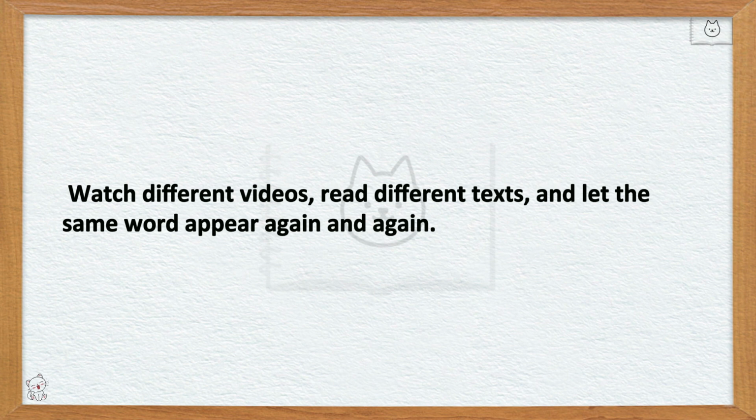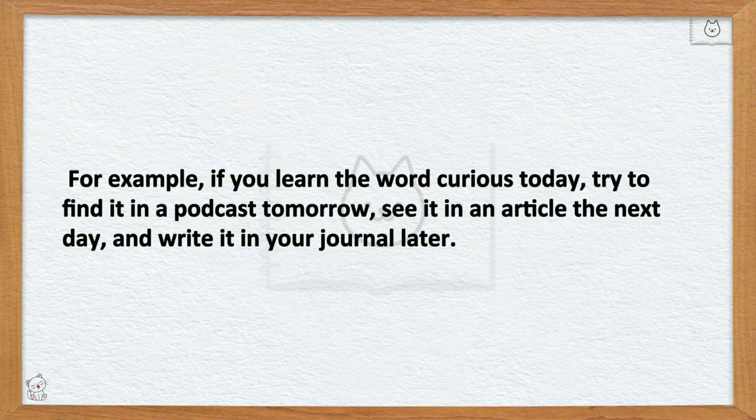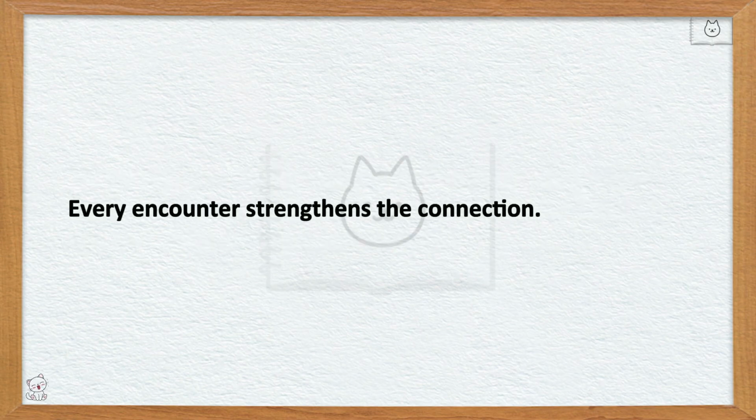Watch different videos, read different texts, and let the same word appear again and again. A good trick is to create word encounters. For example, if you learn the word curious today, try to find it in a podcast tomorrow, see it in an article the next day, and write it in your journal later. Every encounter strengthens the connection.